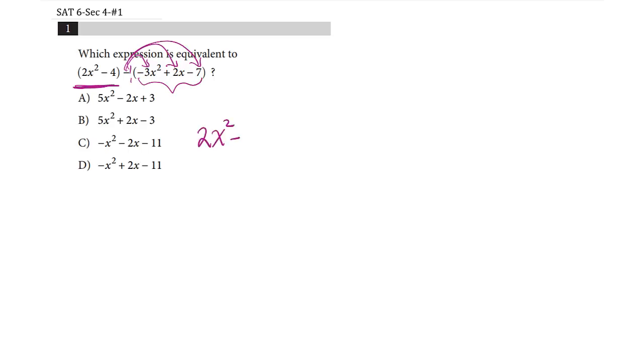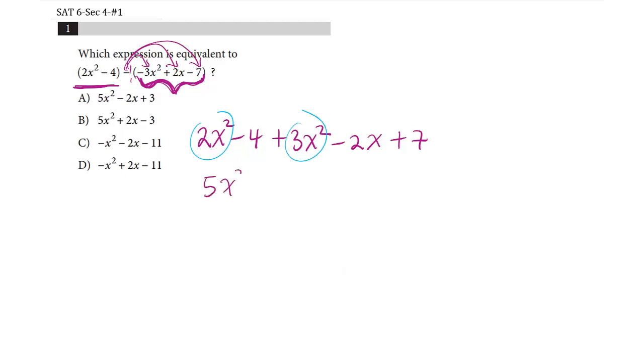Since nothing changes on the first binomial, we'll just copy it exactly as is. So 2x squared minus 4. And we are changing all of these signs to the opposite sign as a result of the distributive property. So we'll have plus 3x squared minus 2x and plus 7. At this point, we just combine like terms. 2x squared plus 3x squared is simply 5x to the second. Then we've got this negative 2x that's just floating around on its own. So negative 2x. And last but not least, we've got a negative 4 plus 7, which is simply a positive 3, which makes A the answer to this question.